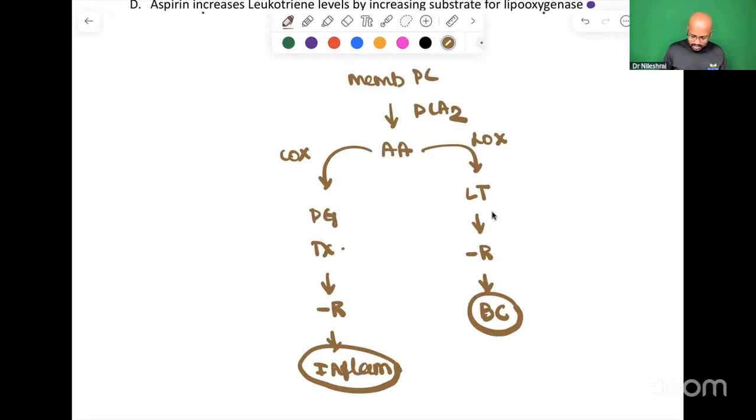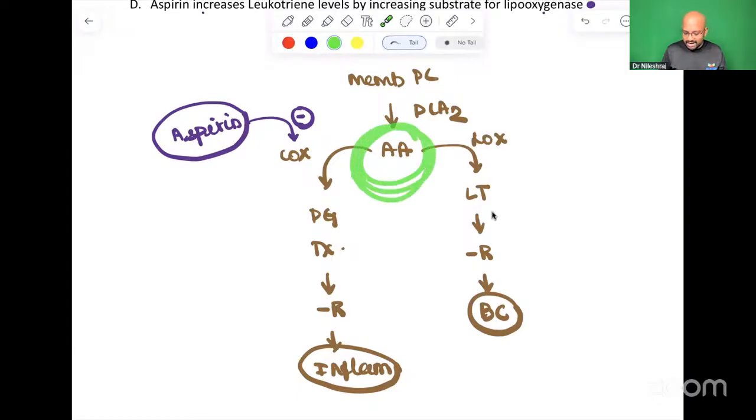So now what we do is we administer a drug named aspirin. Aspirin is a cyclooxygenase inhibitor, a non-competitive irreversible inhibitor. So now what happens? Arachidonic acid is getting accumulated and accumulated. More arachidonic acid means there will be more substrate available for interaction with the lipoxygenase enzyme. So more leukotriene synthesis, more receptor stimulation, more bronchoconstriction tends to occur. That is the mechanism of how aspirin will induce bronchial asthma.